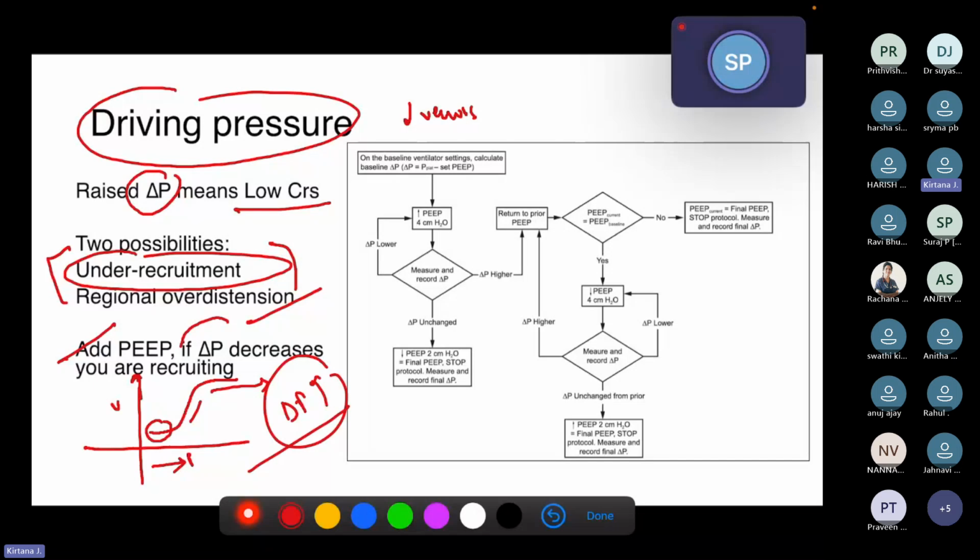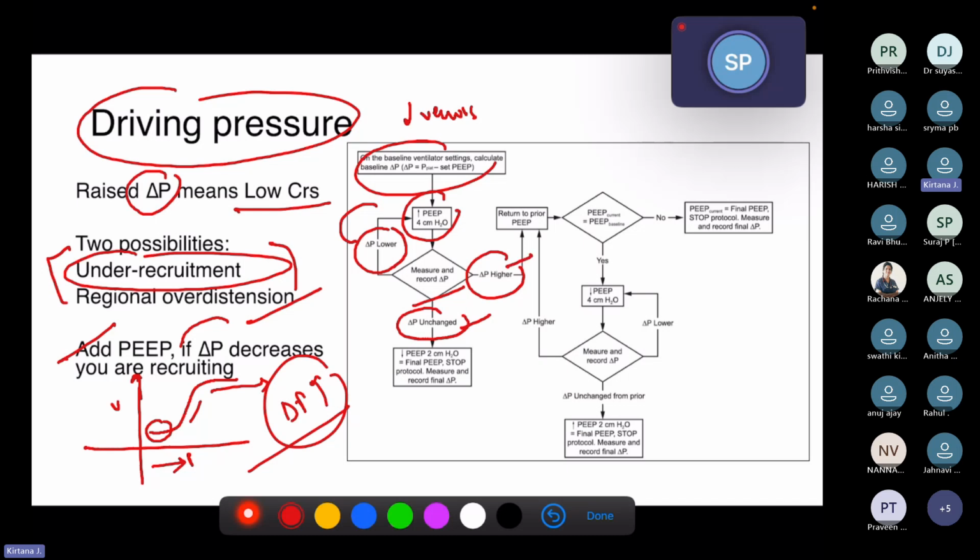The way we do it is, whatever baseline PEEP we have set, we increase the PEEP by a value of 4 and then we measure and record the driving pressure. If your driving pressure decreases, then you further increase your PEEP and again look at the driving pressure, and you keep increasing the PEEP till either your driving pressure becomes unchanged, that is, there is no difference in the driving pressure, or your driving pressure actually increases. If your driving pressure remains unchanged, then you are somewhere near your optimal PEEP. If after increasing your PEEP, the driving pressure actually increases, this means you have done some harm.